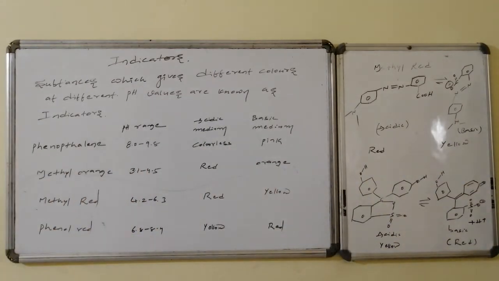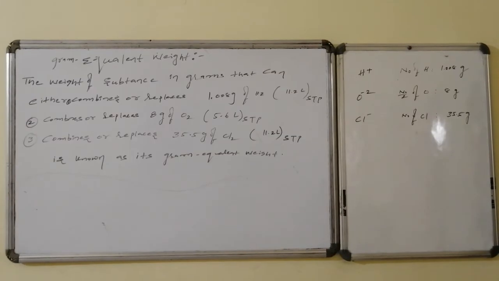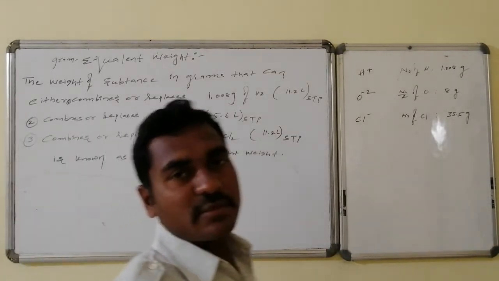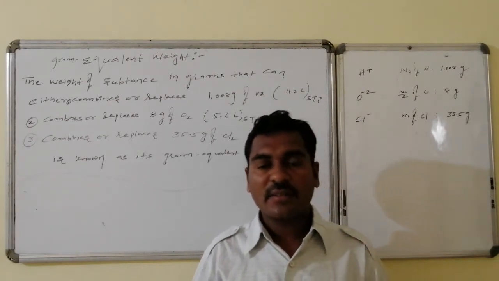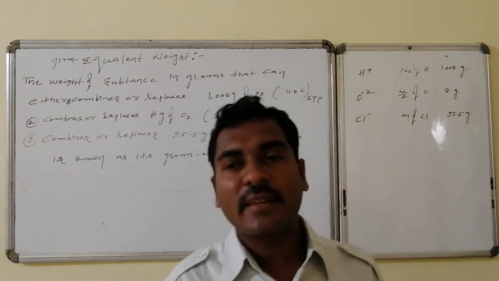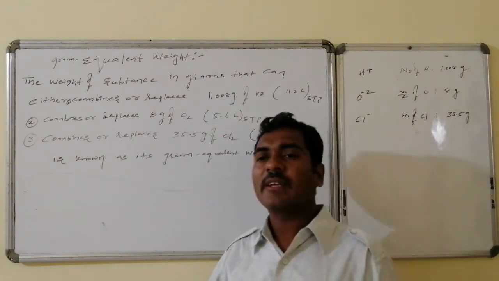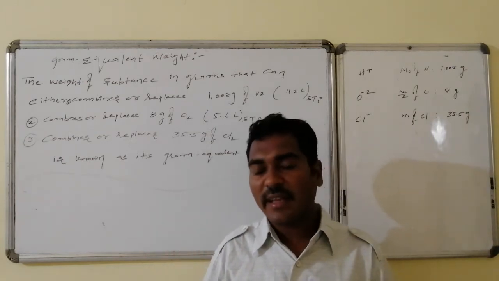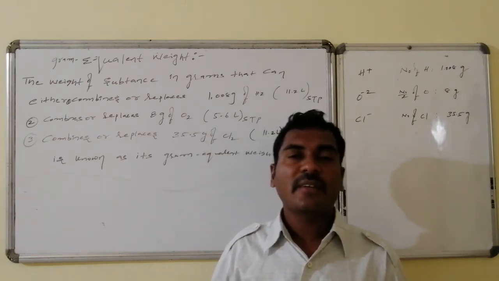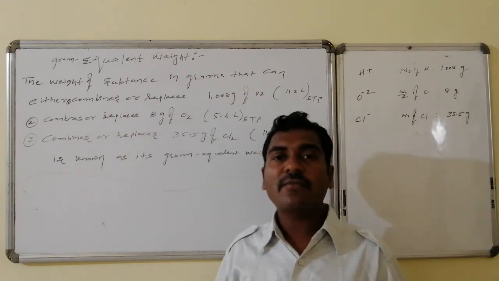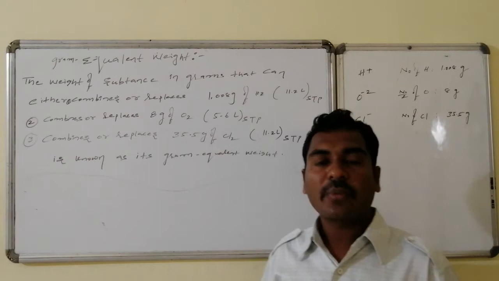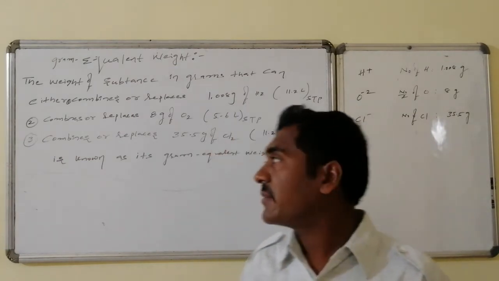The next very important concept is equivalent weight. Now we will define what is meant by gram equivalent weight. Similar to atomic weight, that is gram atomic weight, relative atomic weight, and exact atomic weight, in the same way equivalent weight also has definitions like gram equivalent weight, exact equivalent weight, and relative equivalent weight. So it becomes easy if you go through the proper definition of the gram equivalent weight.